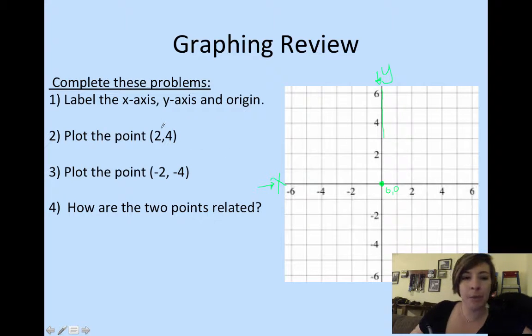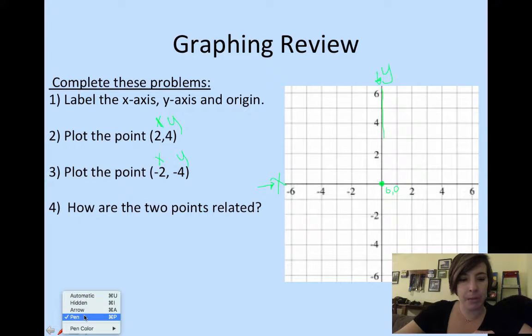Now, when we plot points, we always label the x first, and we always label the y second, like you're seeing in the alphabet. W, X, Y, Z. X comes before Y. So I'm going to go ahead and label these for us. Go ahead and do everything I'm doing on my screen. You should be doing on your paper.